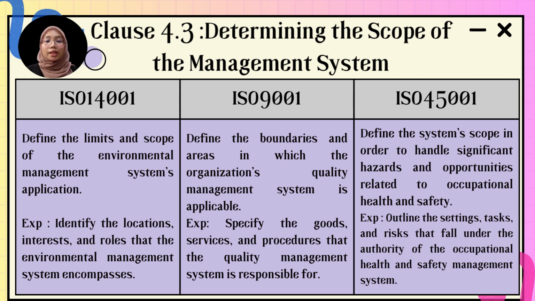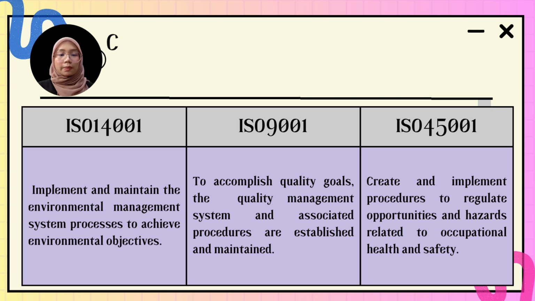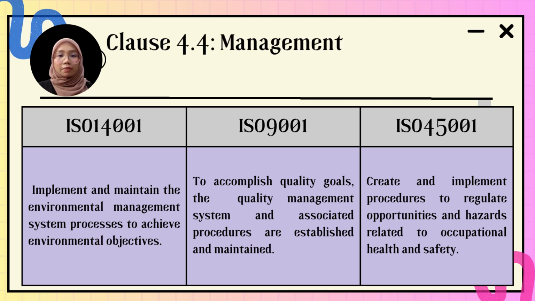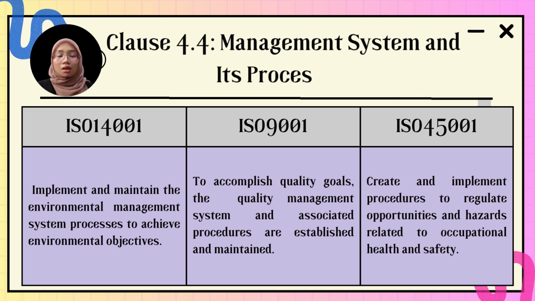It focuses on defining the system's scope in order to handle significant hazards and opportunities that are related to occupational health and safety. For example, organization can outline the settings, tasks, and risks that fall under the authority of the occupational health and safety management system. Last but not least, clause 4.4, management system and its processes. As for ISO 14001, it focuses on implementing and maintaining the environmental management system processes to achieve environmental objectives.